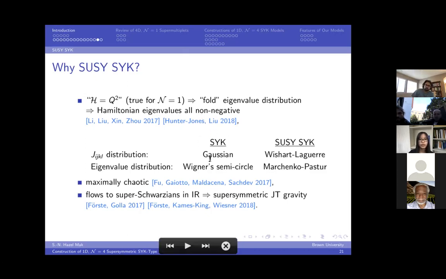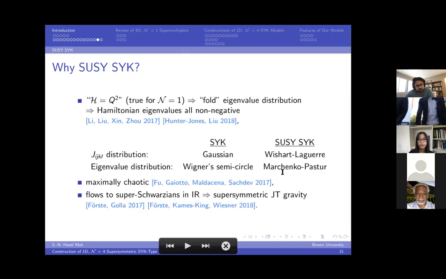So this is the SYK coupling distribution, which is Gaussian, and the eigenvalue distribution is Wigner's semicircle. But for supersymmetric SYK N equals 1 and N equals 2, the coupling is Wishart-Laguerre random. So the eigenvalue distribution becomes what is called the Marchenko-Pastur eigenvalue distribution, but it would be all non-negative.